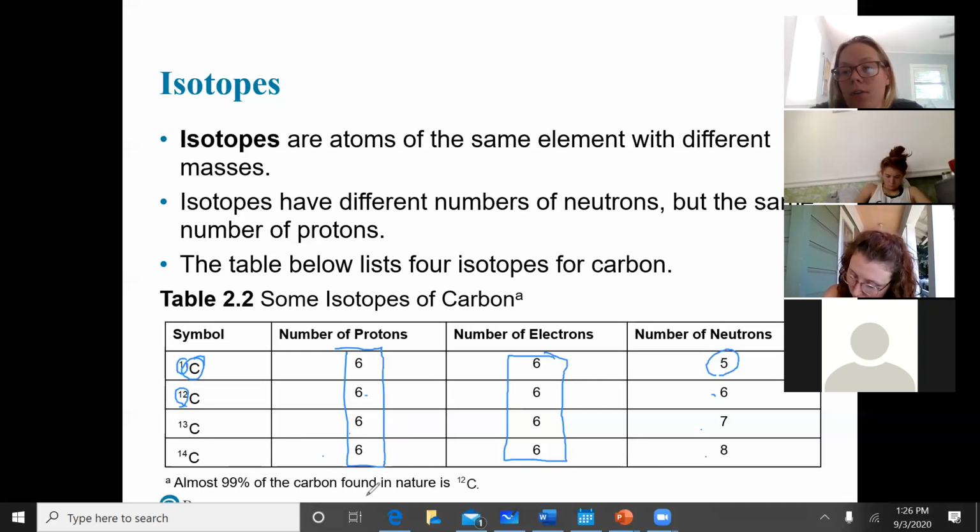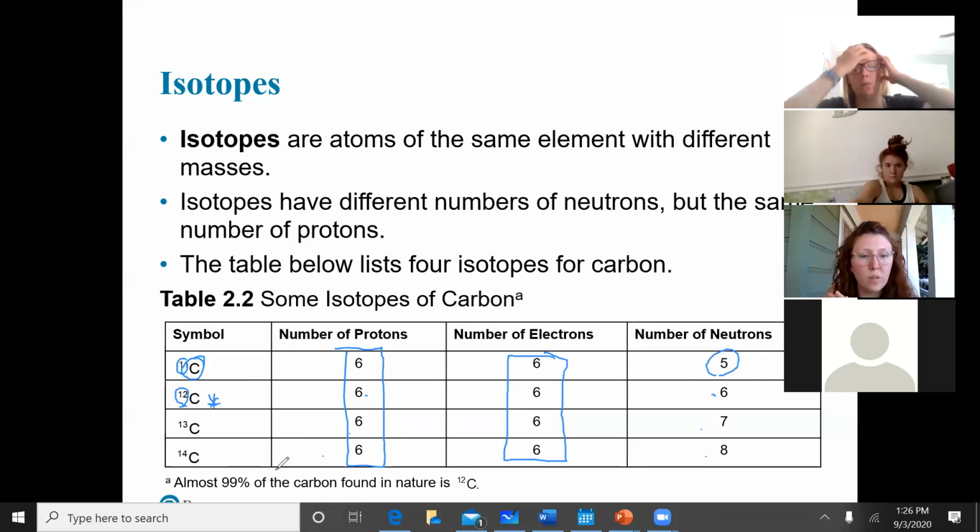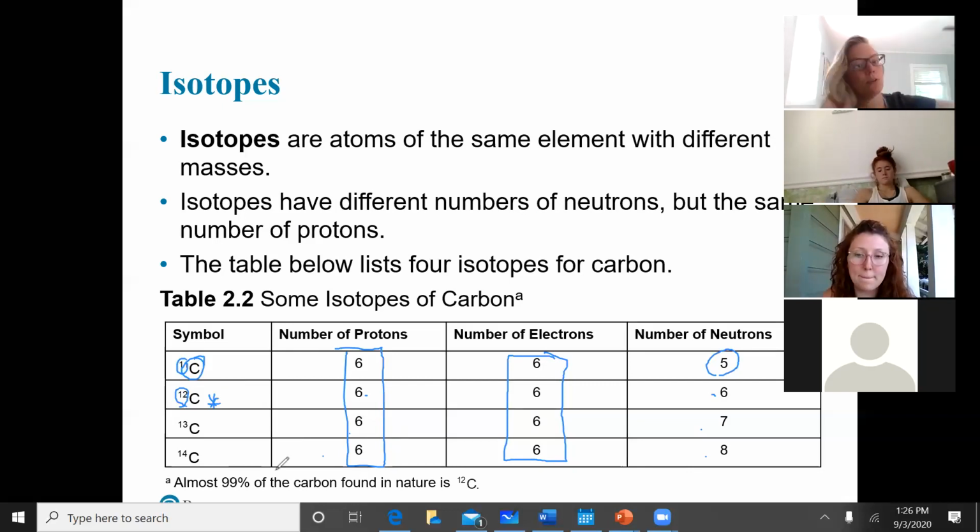Most of the carbon found in nature is carbon 12. Okay, like 99% of it is carbon 12. We do have a little bit of the other ones, carbon 14, or if you've heard of radioactive carbon dating that they use to date anthropologic things, pots and stuff like that. They'll use the decay of carbon 14 because it's unstable.